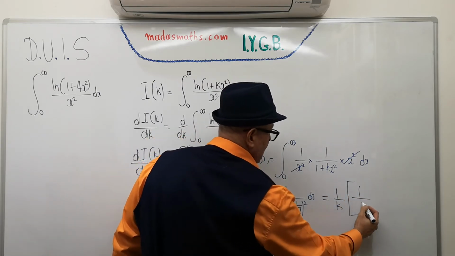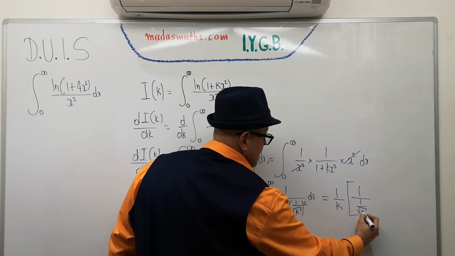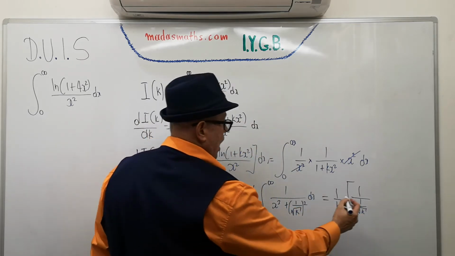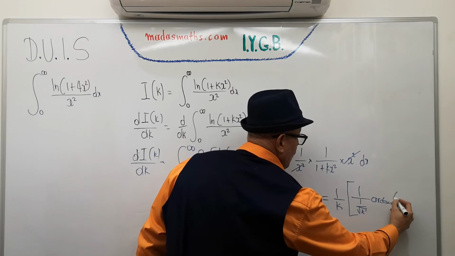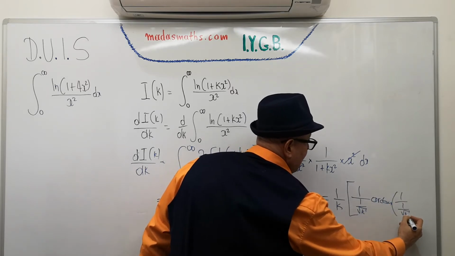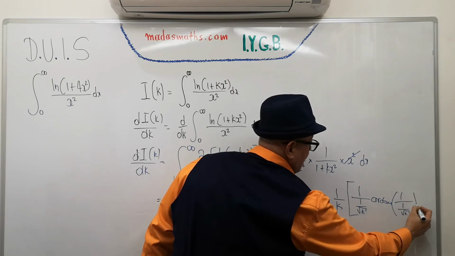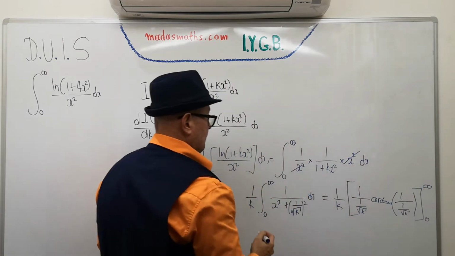1 over the square root of k. This is a standard result, of course. Arctan of 1 over square root of k. This is the main fraction line there between the limits of 0 to infinity.